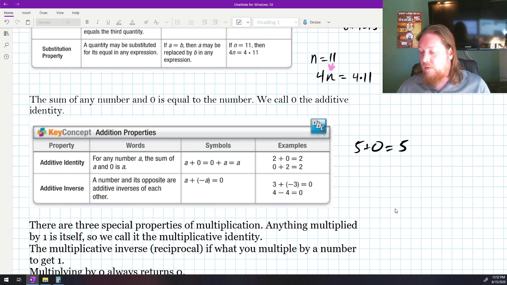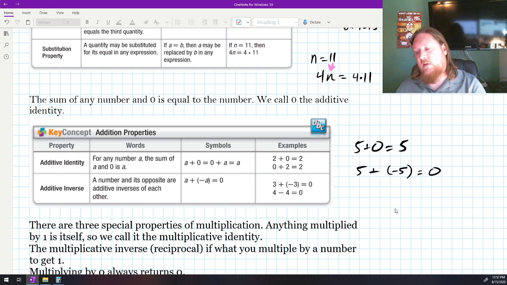We also call it the additive inverse because if you take a number like 5 and you add its additive inverse, -5, you get 0. And that's actually how you find what something's additive inverse is: you think, whatever number you just gave me, what can I add to it to get 0? And that's how you find the additive inverse.